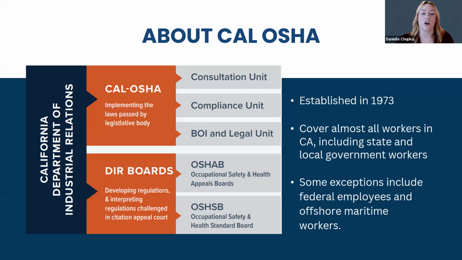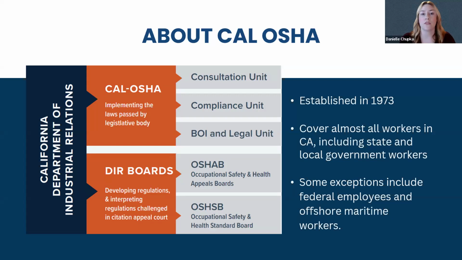The DIR boards: we have the Occupational Safety and Health Appeals Board. This is the board you would go to if you got a Cal OSHA citation from the enforcement unit and you want to challenge that in an appeals court, either trying to reduce the fine or reduce the severity, or probably try to get it away completely as well.